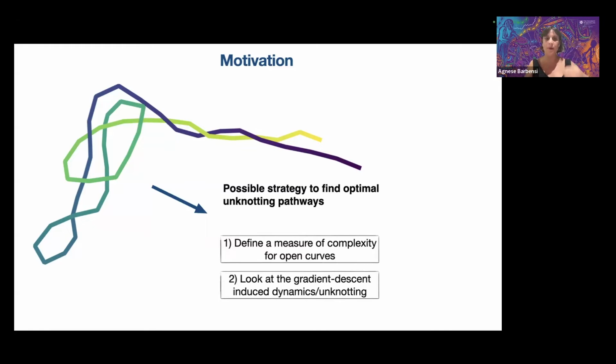So in other words, we can define a way of measuring how complicated the entanglement of the initial curve is, and then we can look at those pathways that monotonically and optimally simplify this measure of complexity. So we can look at a gradient descent dynamics based on this functional given by a measure of complexity. And in our case, this measure of complexity is going to be a measure of topological complexity.